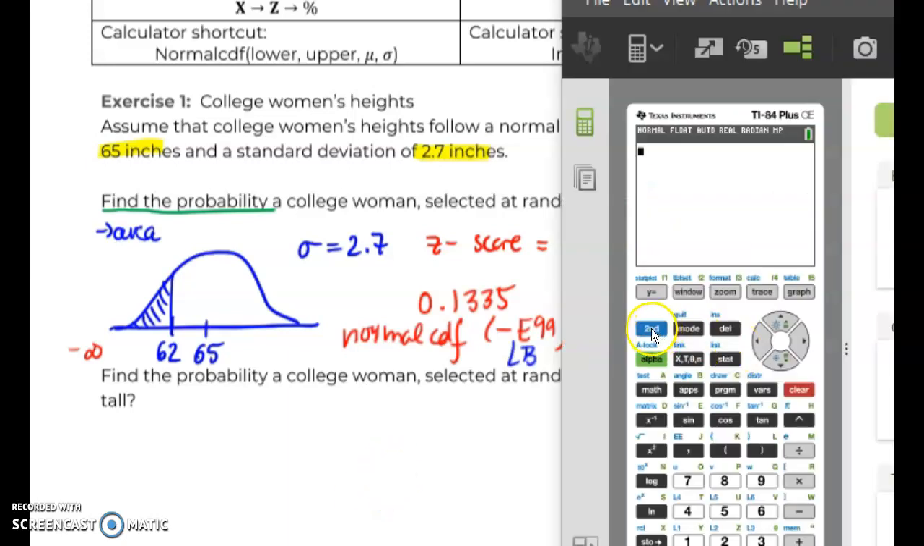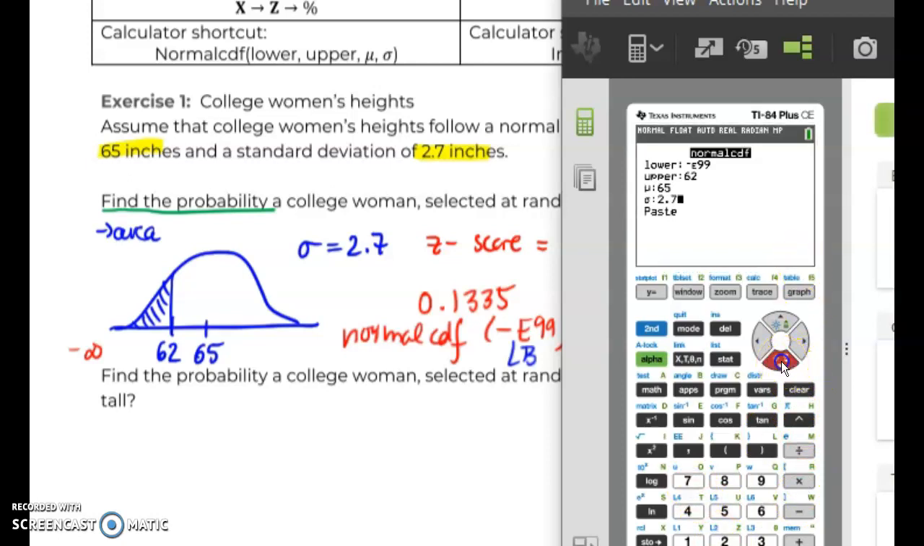To get to normal CDF, you're going to use the second VARS button. Go down to normal CDF, hit enter, and put in our lower bound. We said that's negative E99. Remember to use the negative symbol, not the minus. Upper value of 62. Our mean is now 65. Our standard deviation is 2.7.